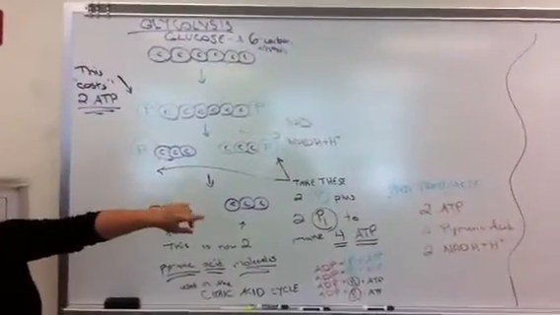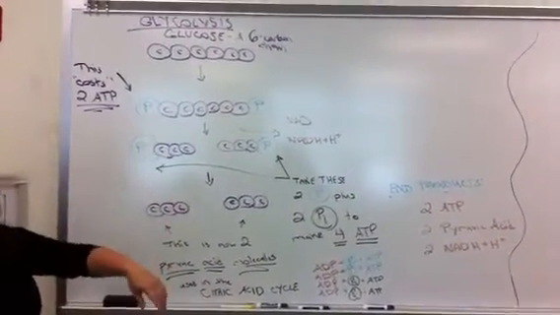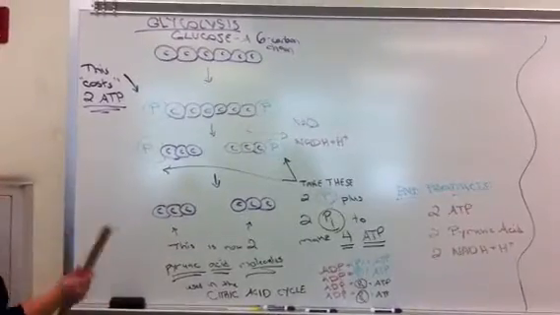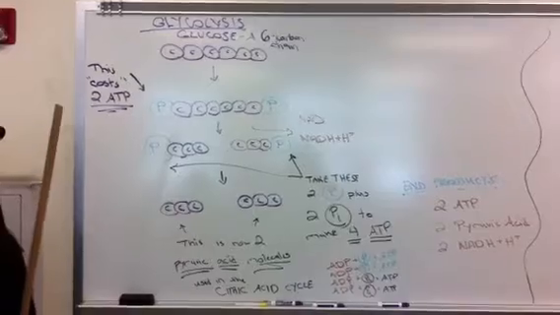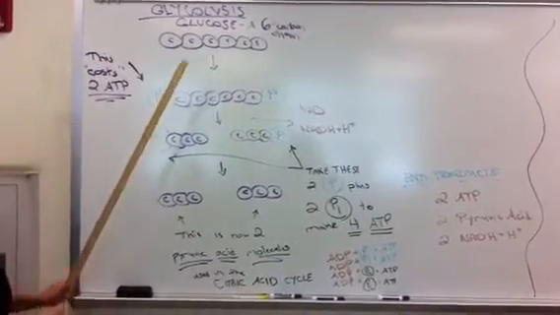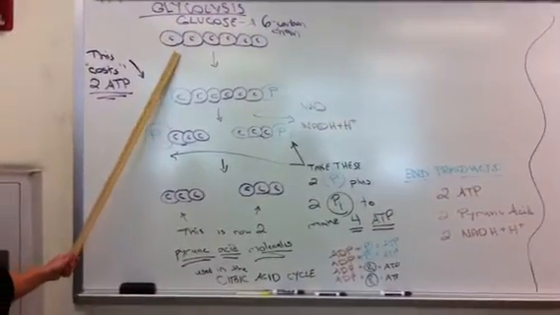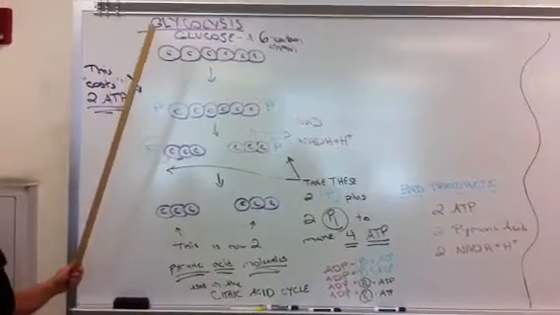Up here we only have 2. We'll do the electron transport after this. Good deal? Okay. This applies only for 1 glucose molecule. So here's glucose, all the way up here. Glucose is a 6-carbon chain.